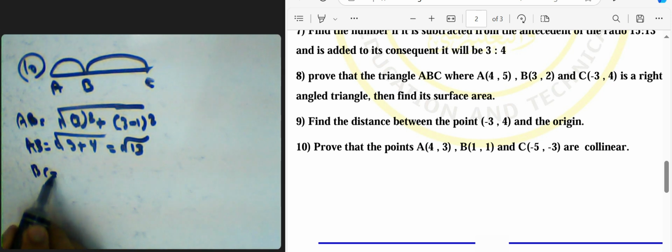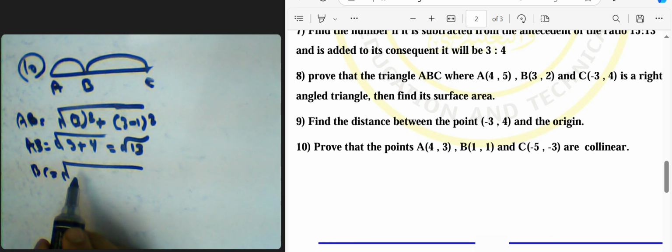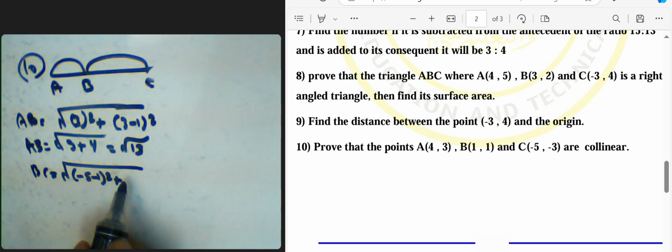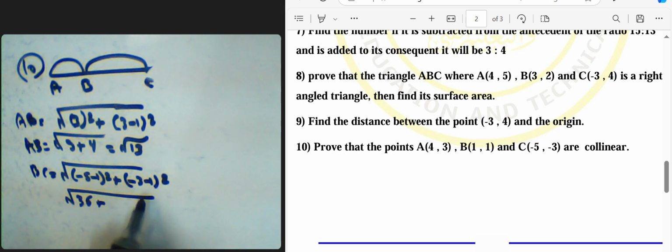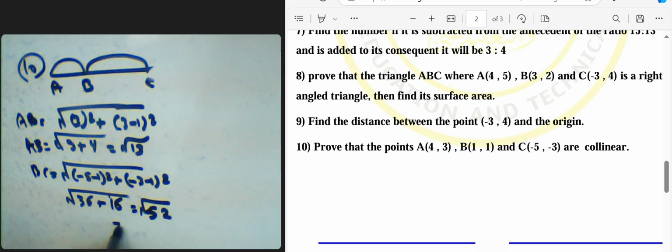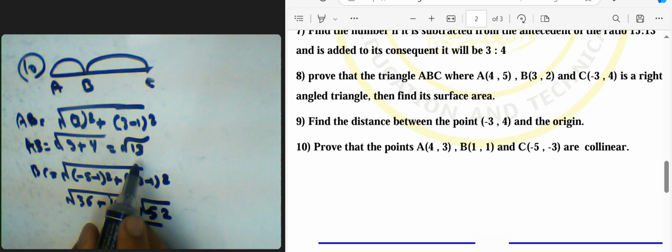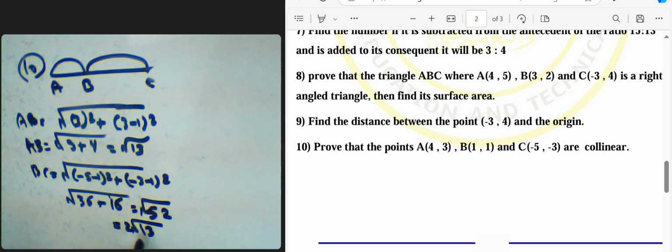And what about BC? B and C, negative 5 minus 1 power 2, and negative 3 minus 1 power 2. Negative 5 minus 1 will be negative 6 power 2, it will be 36. And negative 3 minus 1, negative 4 power 2 equals 16. We can add them. The result will be 52, which is 13 times 4. Then the result will be 2 root 13.